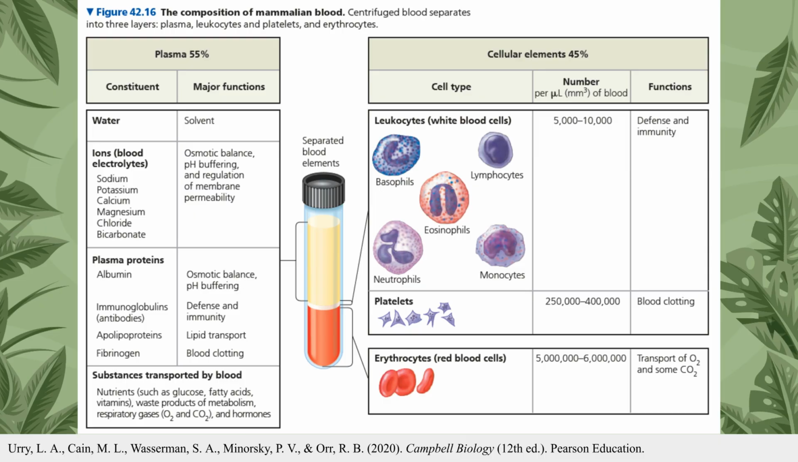Blood is a specialized connective tissue composed of plasma and formed elements. Plasma makes up about 55% of blood volume. It contains water, ions, proteins, nutrients, hormones, and waste products. Formed elements make up about 45% of blood and include red blood cells, which transport oxygen and some carbon dioxide, white blood cells, which function in defense and immunity, and platelets, which are involved in blood clotting.